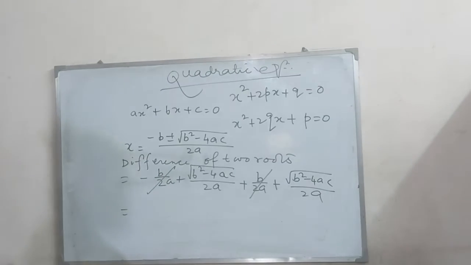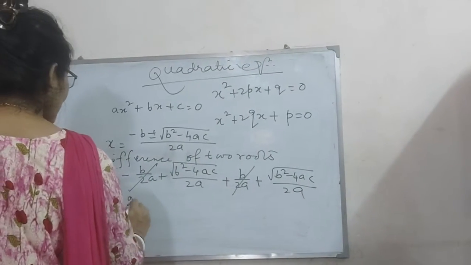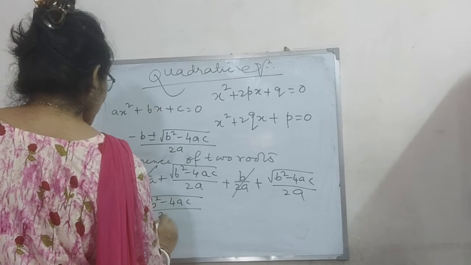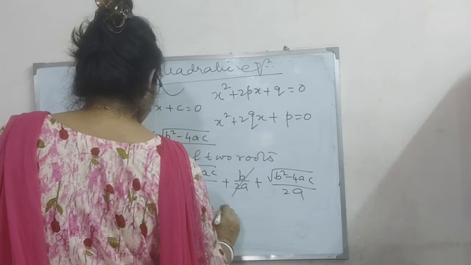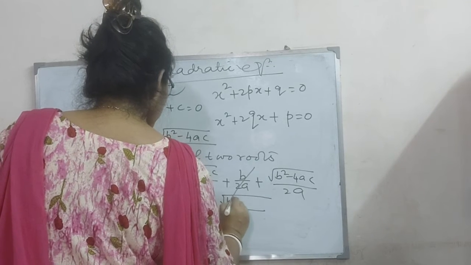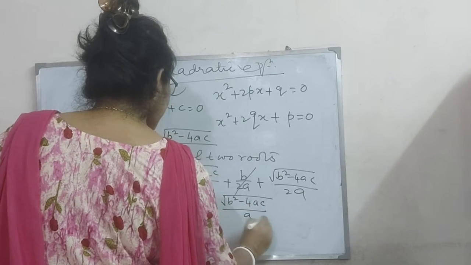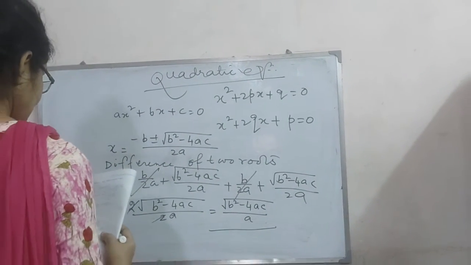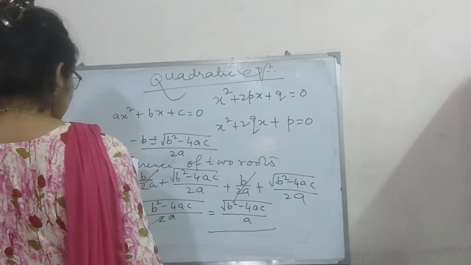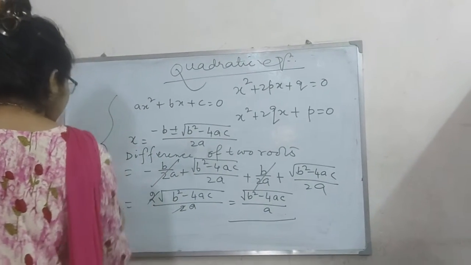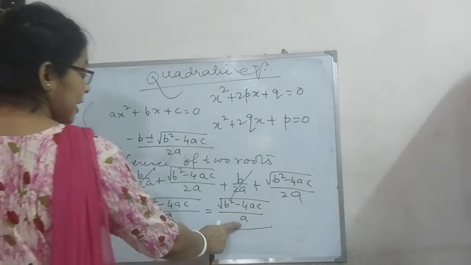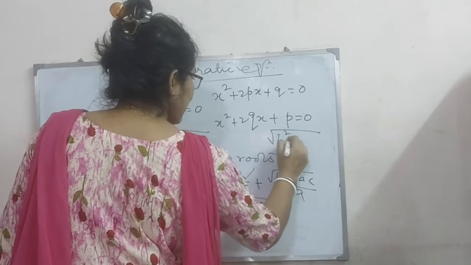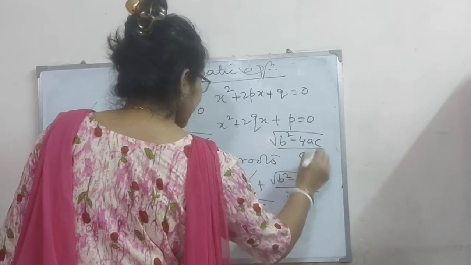Minus b by 2a plus b by 2a cancel out, and we get 2 root over b square minus 4ac by 2a, which equals root over b square minus 4ac by a. So this is the general form: the difference of two roots is root over b square minus 4ac by a.